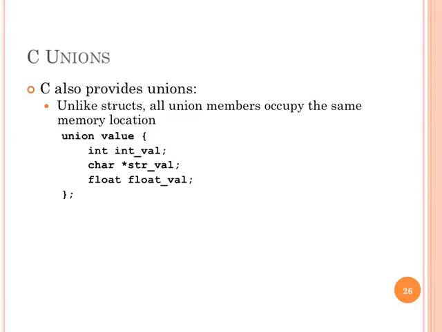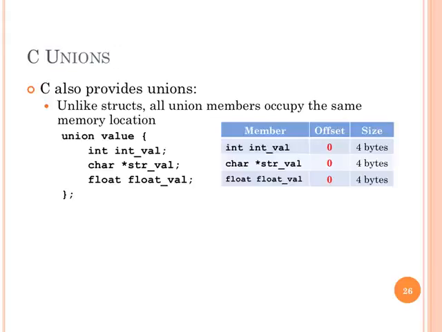Unions basically do the same thing as our structs, except the starting offset of all the members is 0. So think about what that means. Like you say, all the union members occupy the same memory location. So that means I have multiple ways of interpreting the same chunk of memory. Why in the world would we use this?